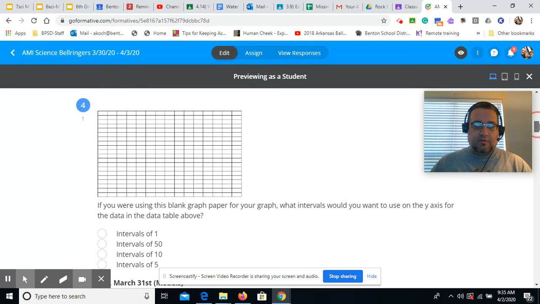If you've got a Chromebook or a computer, why don't you go ahead and pause the video and pull this up? Actually, never mind. Let's look at it here and then you can pull it later. The question says, if you're using this blank graph paper for a graph, what intervals would you use for the y axis? So where is the y axis? Which one of these is the y axis?